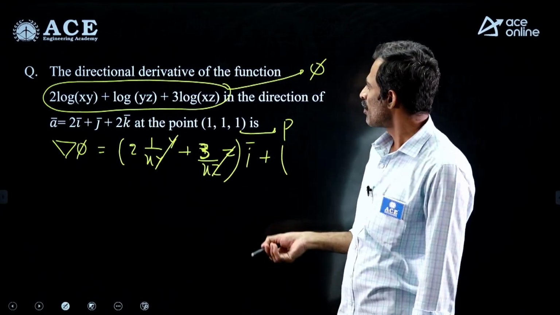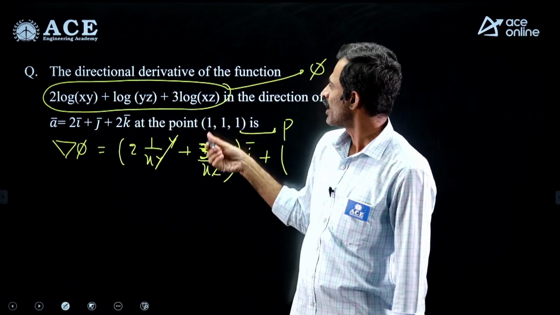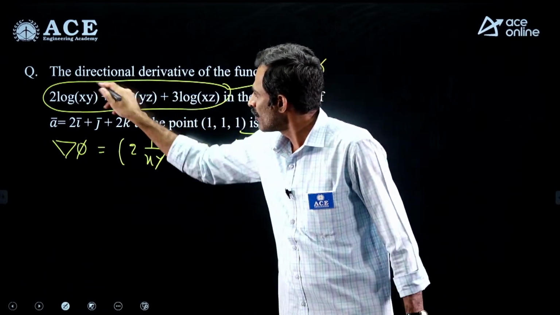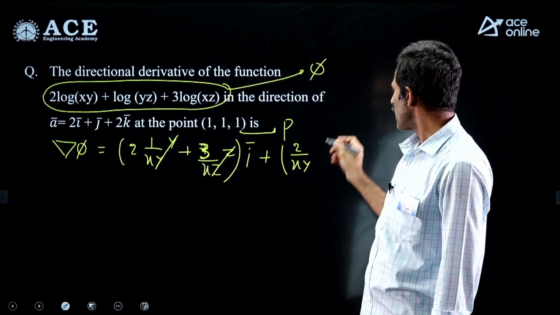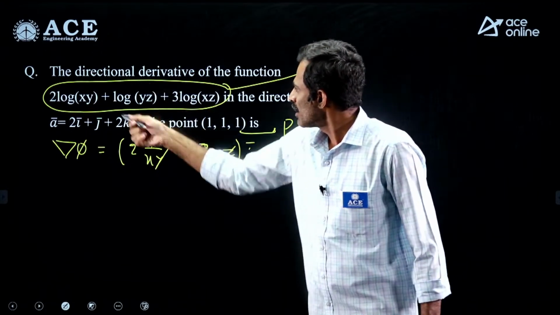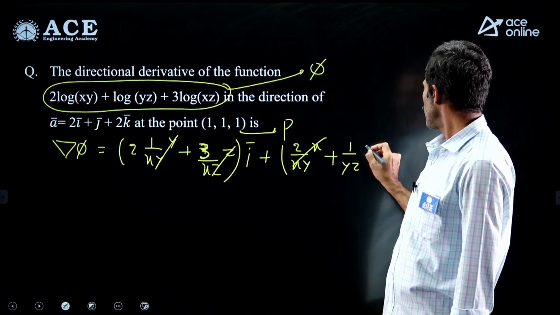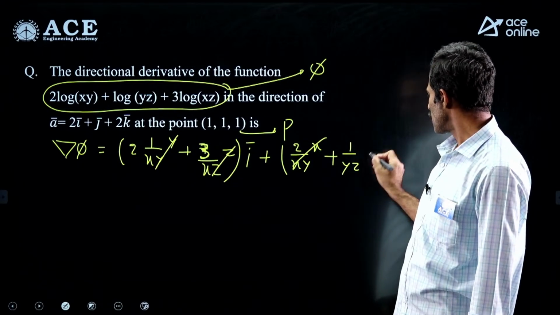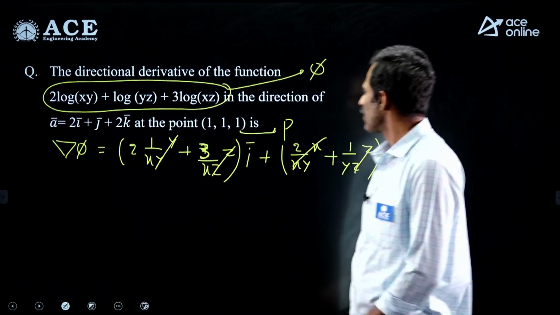Plus again j bar into the derivative with respect to y. These two terms are contained in variable y. It is free from variable x, so it is 0. Then for these two, we find the derivative. 2 divided by xy. Again, the xy derivative with respect to y is just x. These two get cancelled. Plus, again, its derivative with respect to y is 1 by yz. And again, the inner function derivative with respect to y is z. These two get cancelled, into j bar.